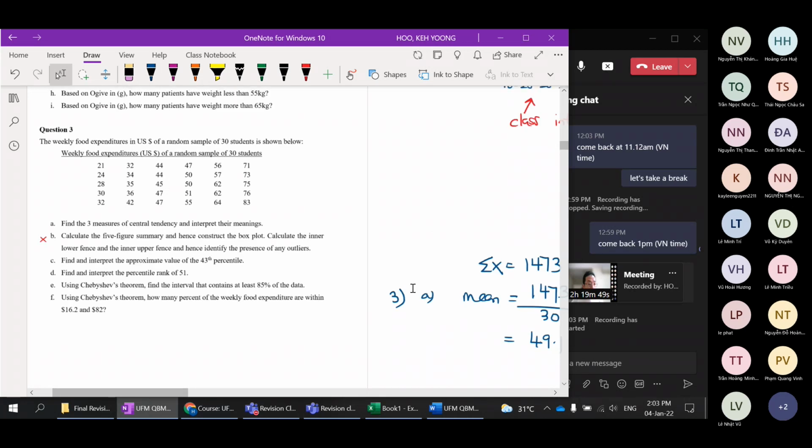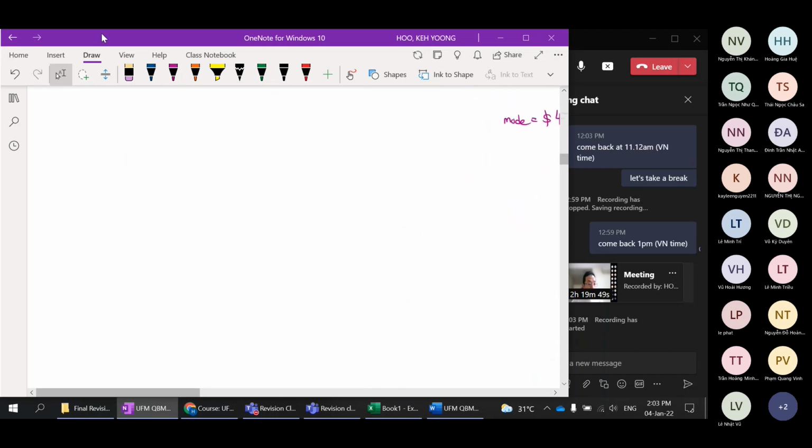Okay, find and interpret the approximate value of the 43 percentile. So we know that Q1 is the 25 percentile, Q2 is the 50, Q3 is the 75 percentile. What if the question is asking for the 43 percentile? Okay, let's work on the answers. Question 3C.